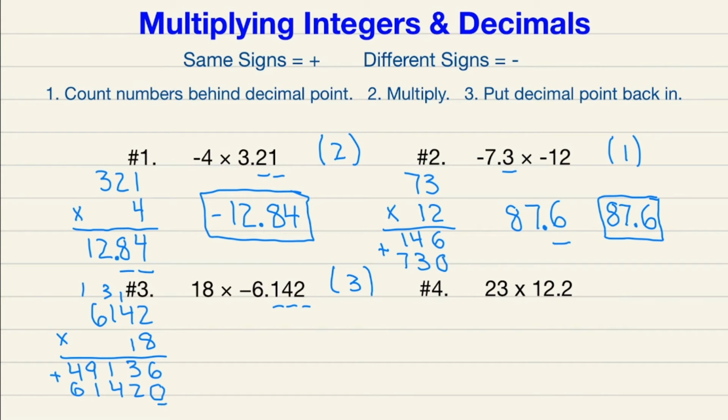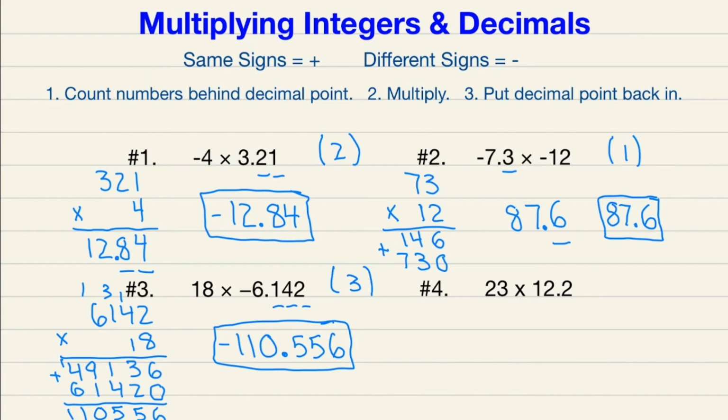And now we can add these. 6 plus 0 is 6. 3 plus 2 is 5. We get 5 again. Looks like 10, carry 1. And 11 to finish it off. So we get 110,556. We have a 3 in our parentheses, which means that we're going to have 3 numbers behind our decimal point. So I know my decimal point has to go in front of the 556. And my answer is going to be negative because they had different signs. So my final answer is negative 110 and 556 thousandths for number 3.